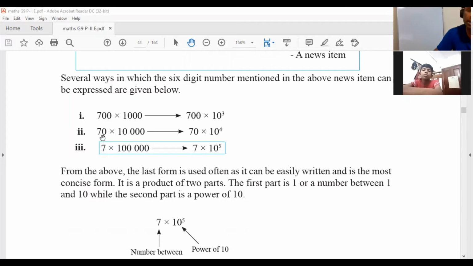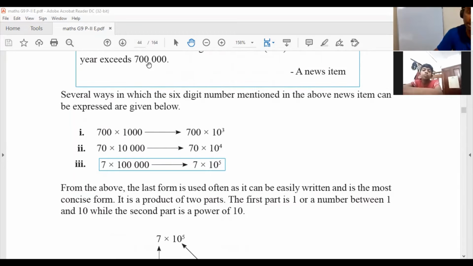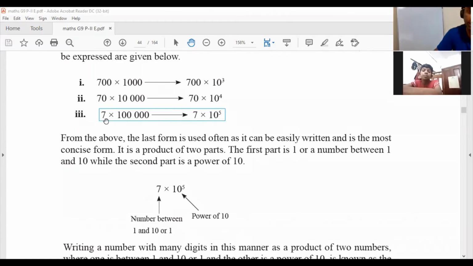Another way of writing this same number, 700,000, is 7 multiplied by 100,000. 7 is okay. 100,000 can be written as a power of 10. How? 10 to the power 5, because there are 5 zeros. 1, 2, 3, 4, 5 zeros. Right. This has been highlighted.